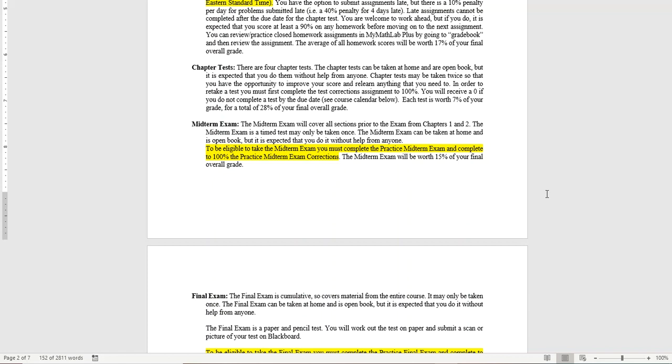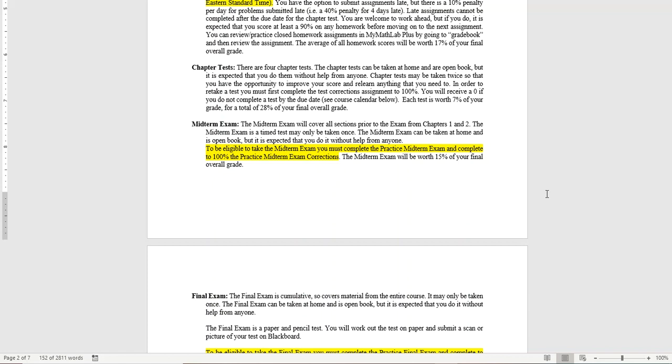It is also important to note that only the best test score will count. So if you do take a chapter test twice, your best score will count and the lower score will be disregarded in your final grade. Each test is worth 7% of your grade for a total of 28% of your final overall grade.